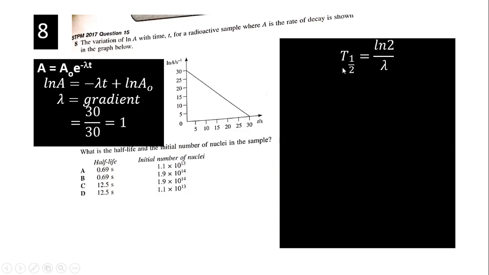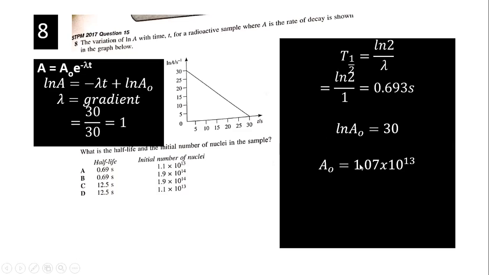Then you want to find your t half. Right? Your t half from lambda. So that is your t half. Then activity is read from here, 30, right, from that equation, the y-intercept. Ln A naught is 30, then find your A naught. And A naught is N naught times lambda. So N naught, right? A naught divided by lambda. You get your N naught.